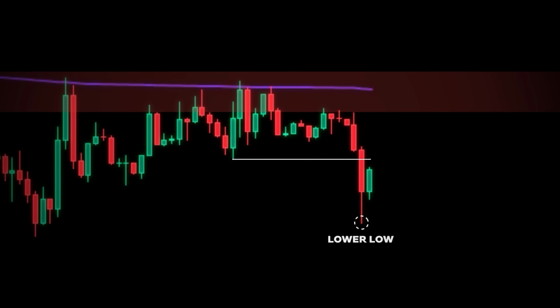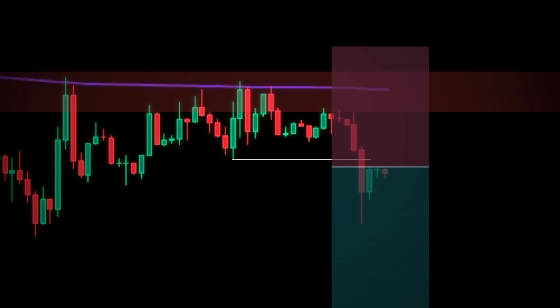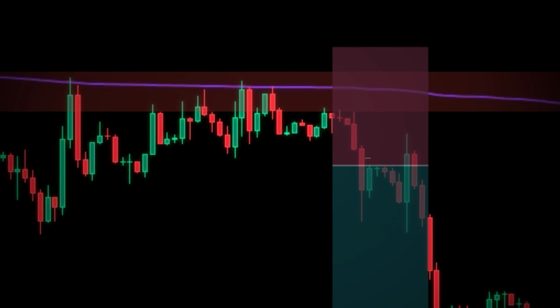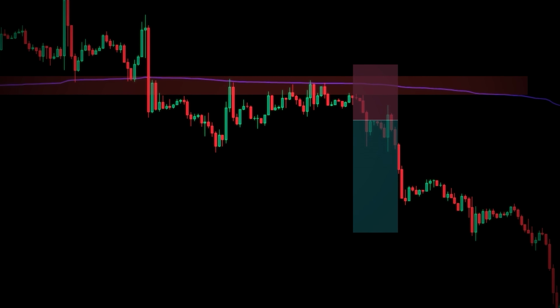This is our signal that bearish momentum is back, so you can look to enter now at the retest of the swing low and fair value gap. You can set your stop above the high and target again your levels lower.